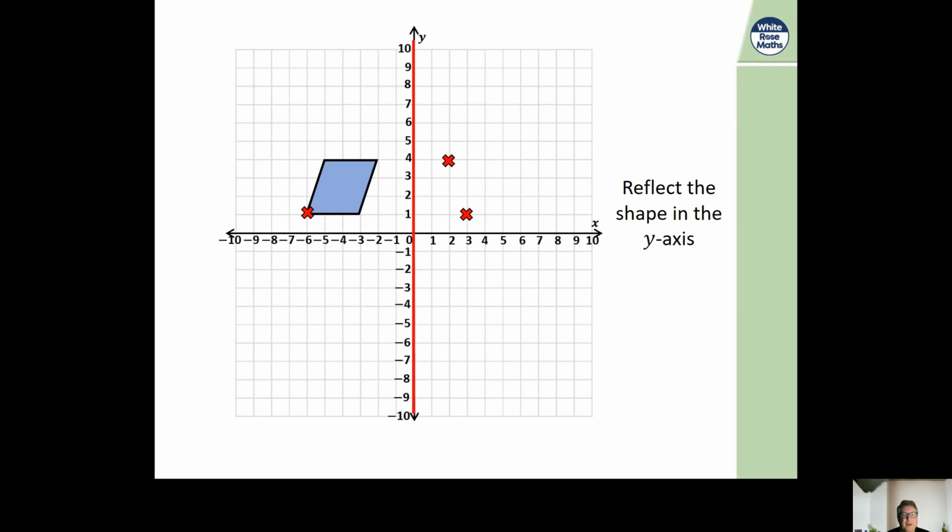So here we have a quadrilateral. It's looking like it probably is a rhombus. So we're going to have to reflect four vertices this time. Join those points up with your pencil and your ruler. How did you do?